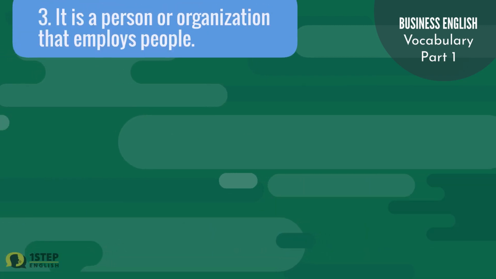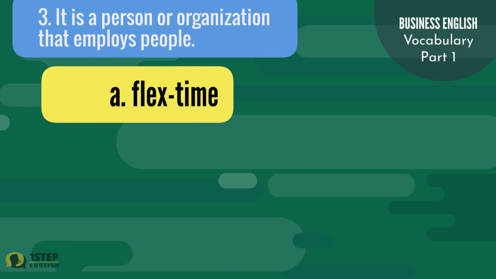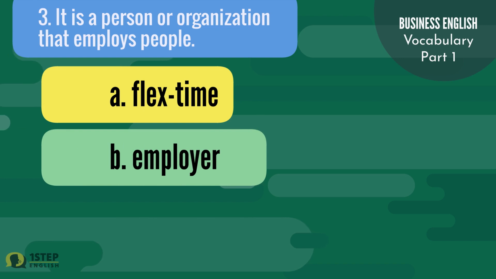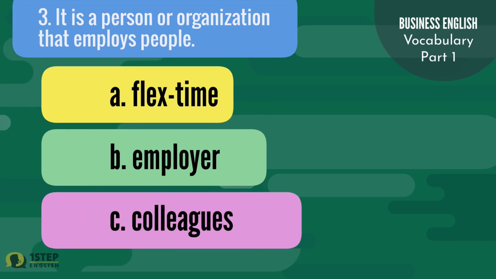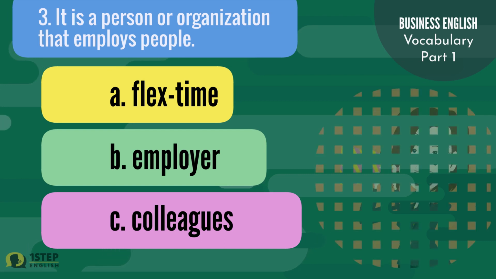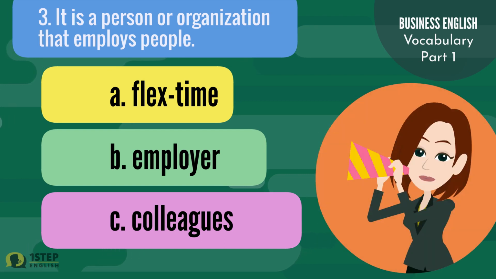Number 3. It is a person or organization that employs people. Letter A. Flex time. Letter B. Employer. Letter C. Colleagues. The correct answer is letter B. Employer.